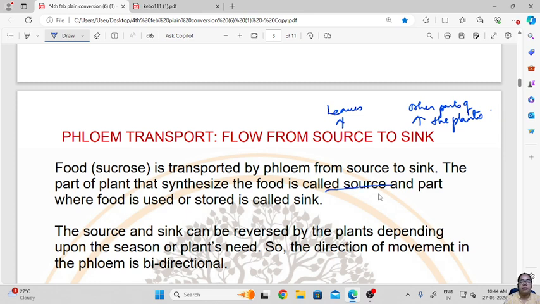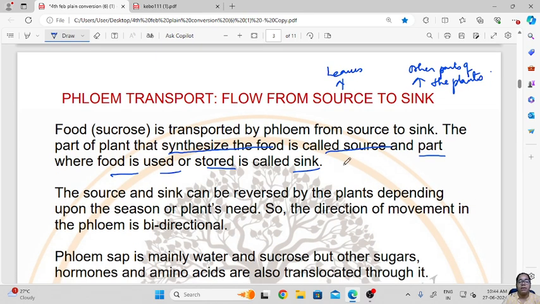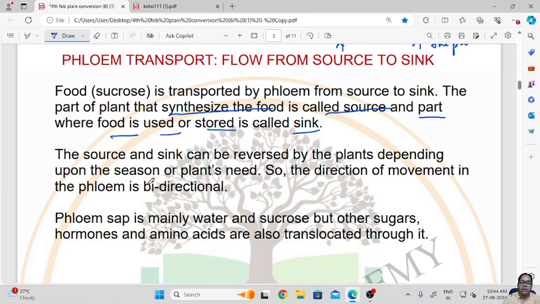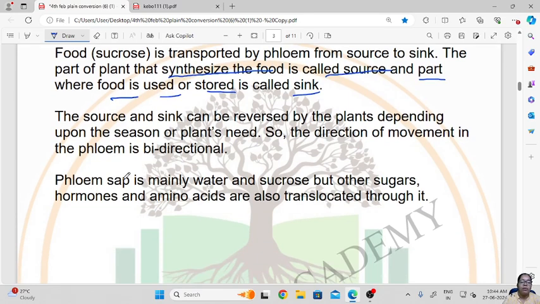So the part of the plant that synthesizes the food is called as the source, and the part of the plant where food is used or stored is called as the sink. The source and sink can be reversed by the plant depending upon the season or plant need. So the direction of the movement in the phloem is bidirectional, that is in both the directions. So phloem sap is mainly water and sucrose, but other sugars, hormones and amino acids are also translocated through it.